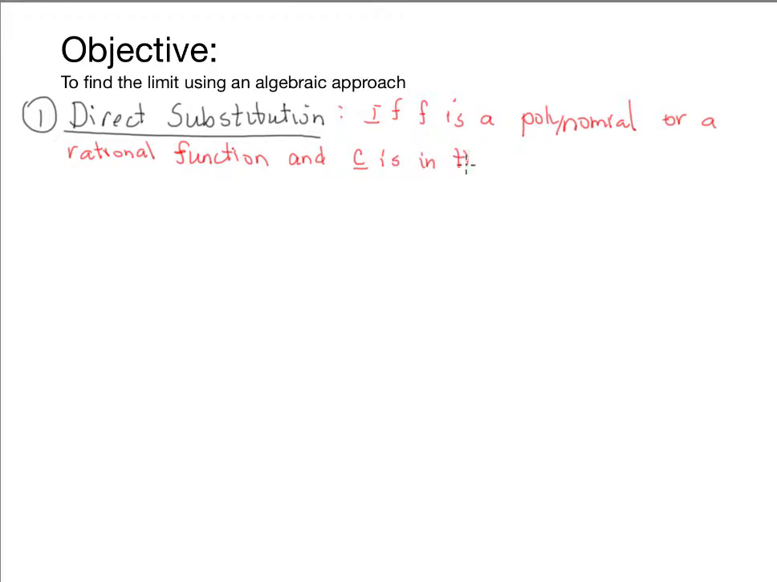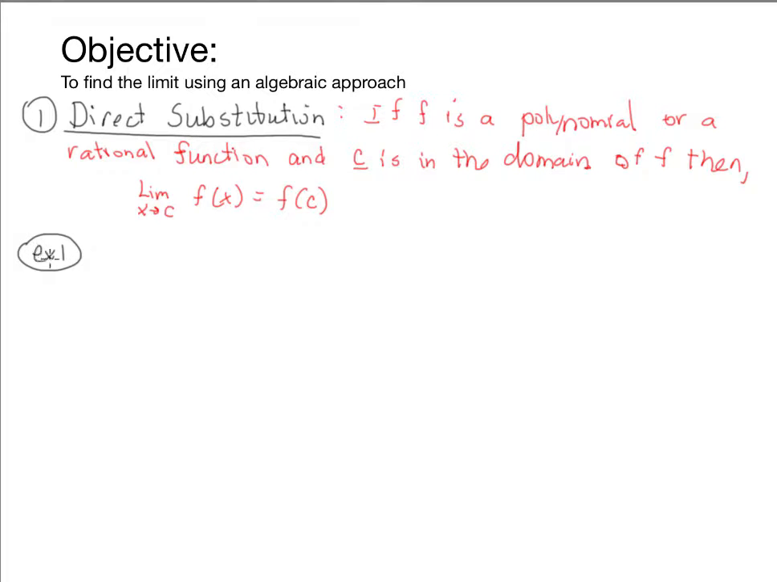And let's say you want to find the limit as x approaches c. Then c must be in the domain of the polynomial, and in the domain of the rational function if you have a rational function. If that is true, then the limit as x approaches c of f of x is equal to f of c. That means we can just directly plug our c value into our equation.